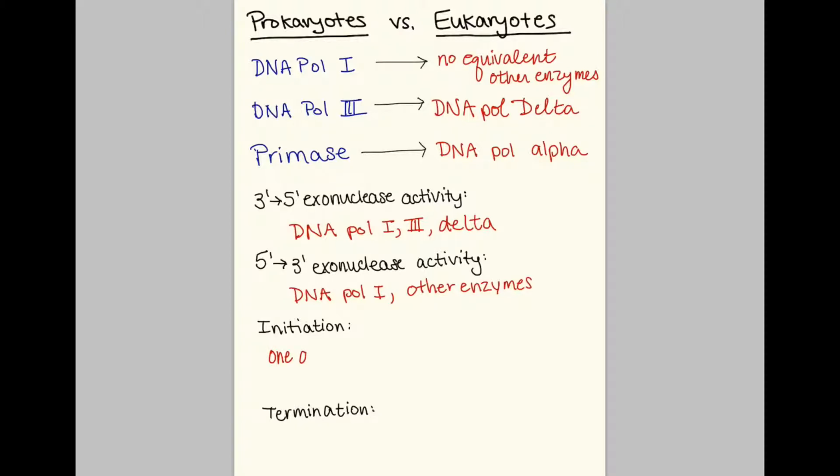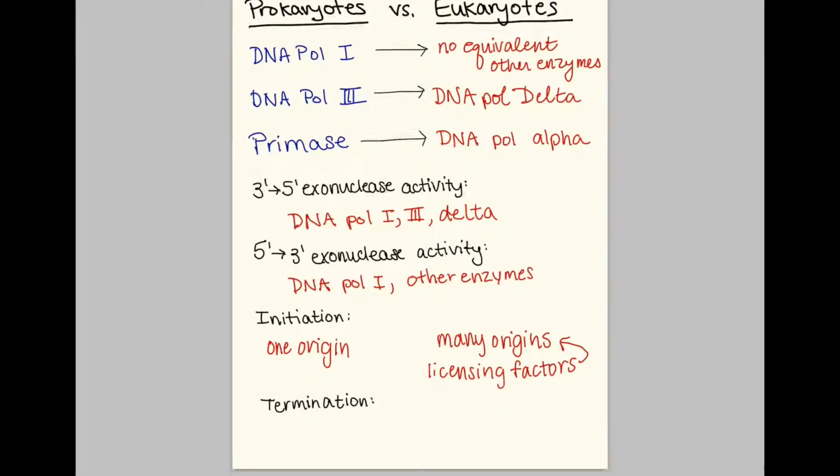In prokaryotes, there's one origin. This is where the initiation always starts. In eukaryotes, there are many origins, and this helps the eukaryotes replicate DNA much faster than they would if they only had one. And each origin has licensing factors attached to them, and those licensing factors control how many times the DNA gets replicated to ensure that it only occurs once.